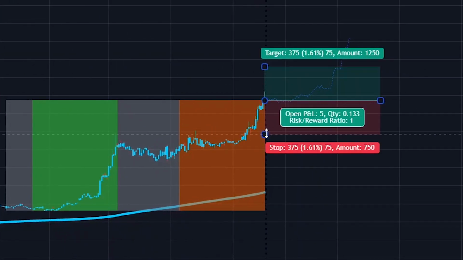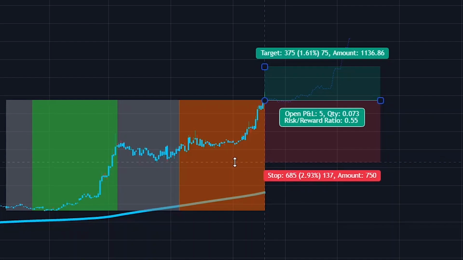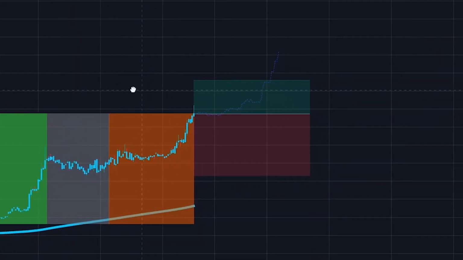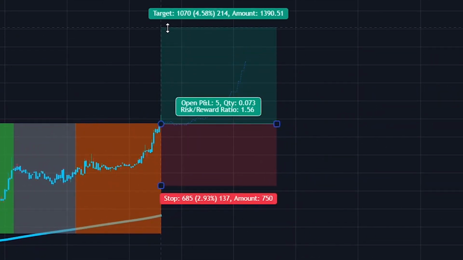For this trading strategy, it is recommended to set your stop loss to the recent swing low level, and your take profit to a 1.5 risk to reward ratio.